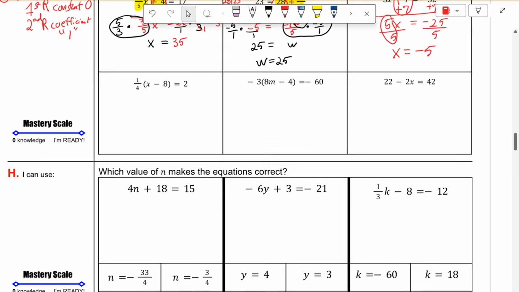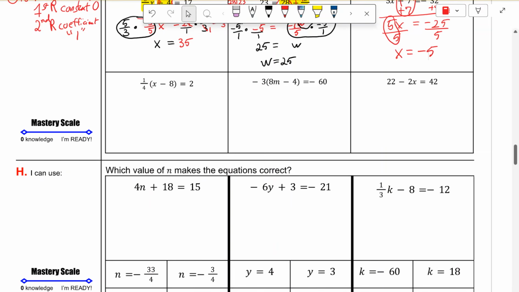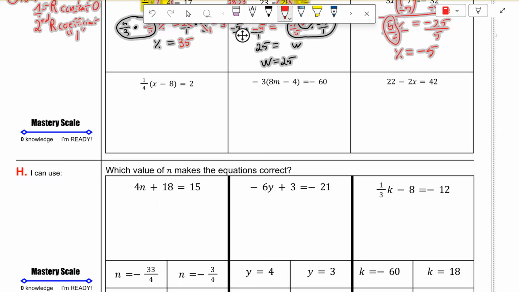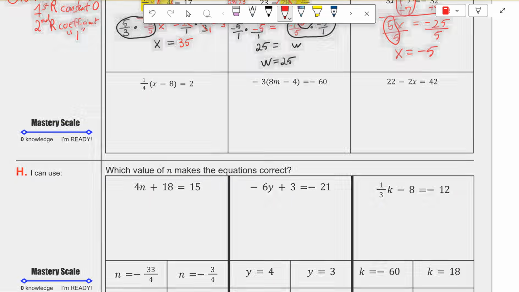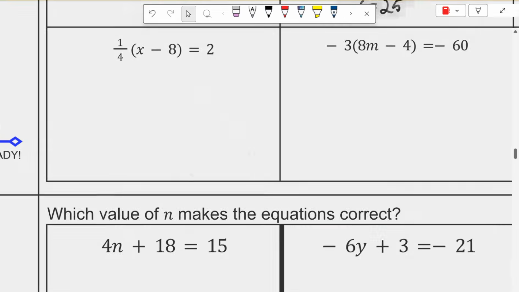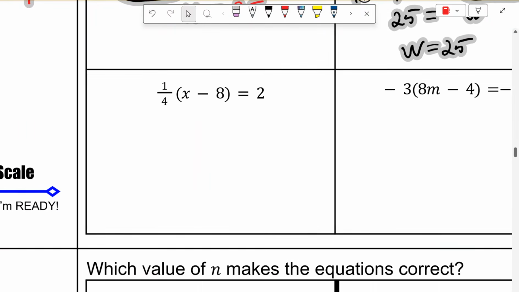Okay, the last row of practicing solving equations, two-step equations. So this one has 1/4 on the outside. We have a minus sign in the inside. So we're going to do additive inverse to it.